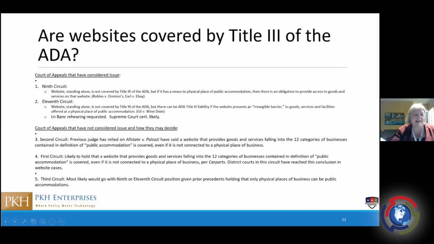So I added this: is our website covered by Title III? The real question, what it really seems to be saying, is that standing-alone websites aren't covered. But if it has a nexus to a physical place of accommodation, then you need to comply.